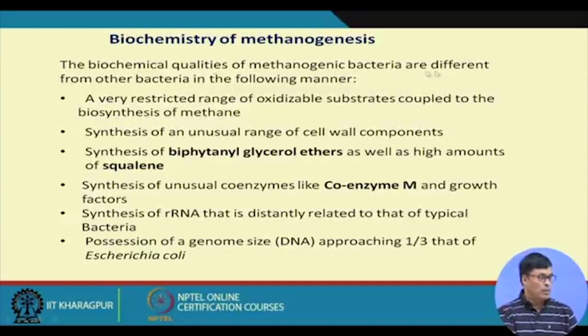The biochemistry of the methanogenic bacteria is different from other bacteria. They have a very restricted range of oxidizable substrates coupled to the biosynthesis of methane, synthesis of an unusual range of cell wall components, the synthesis of biphytanyl glycerol ethers as well as a high amount of squalene. This is the synthesis of the unusual coenzyme M. I told you this is the typical coenzyme M present in the methanogens, and some growth factors are also required.